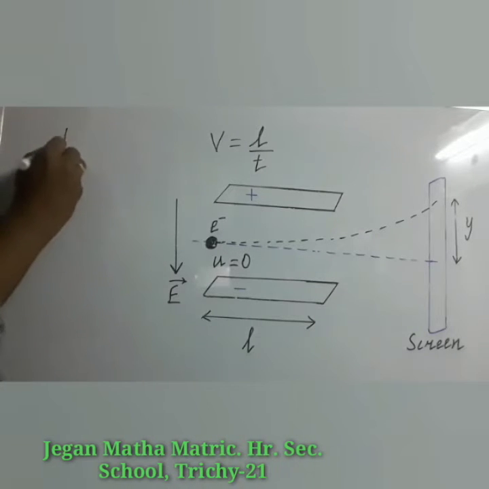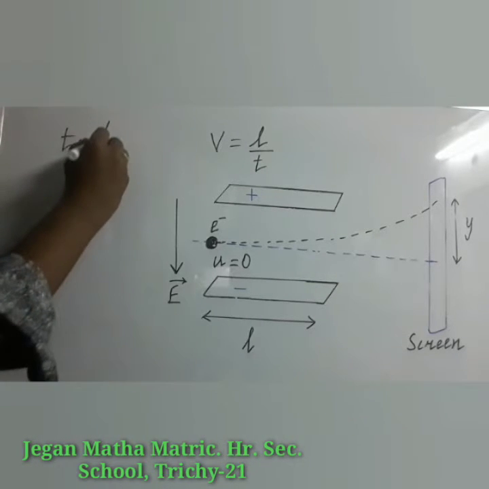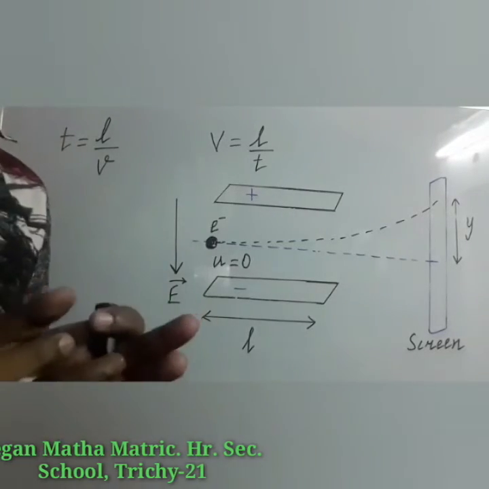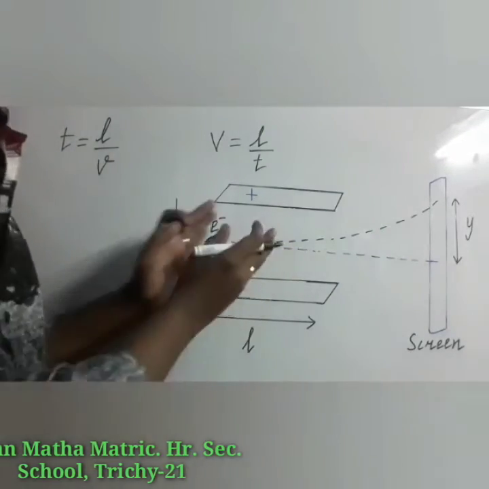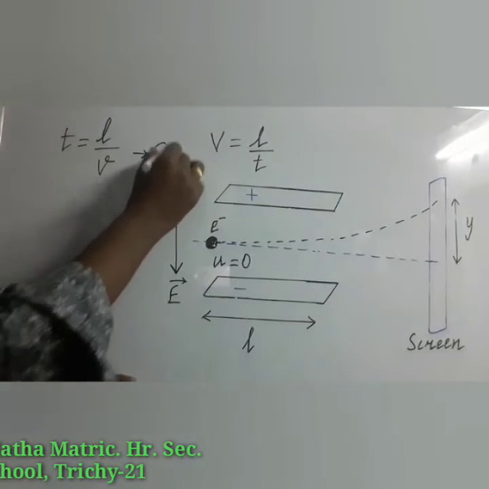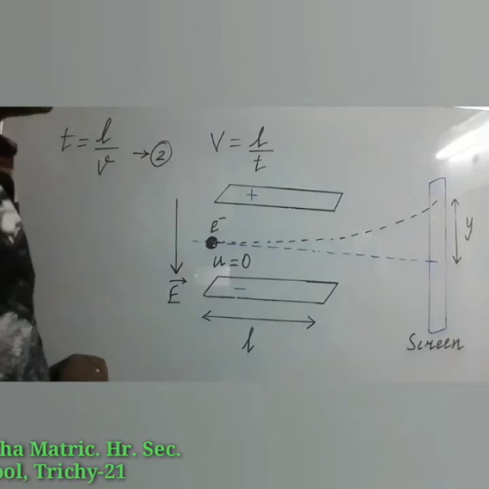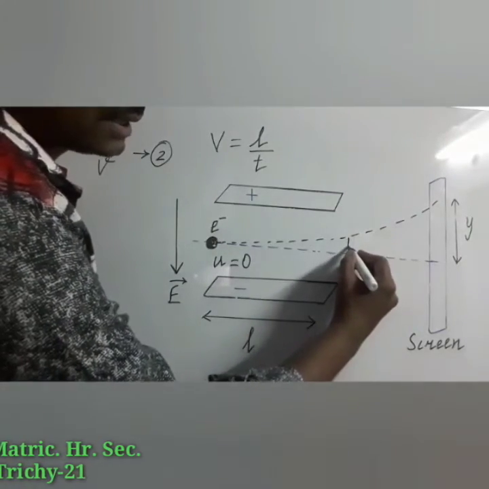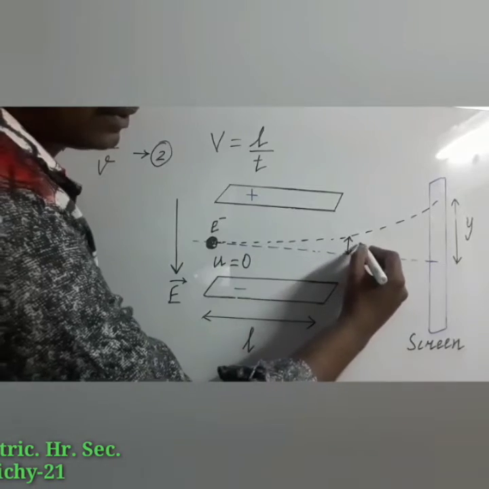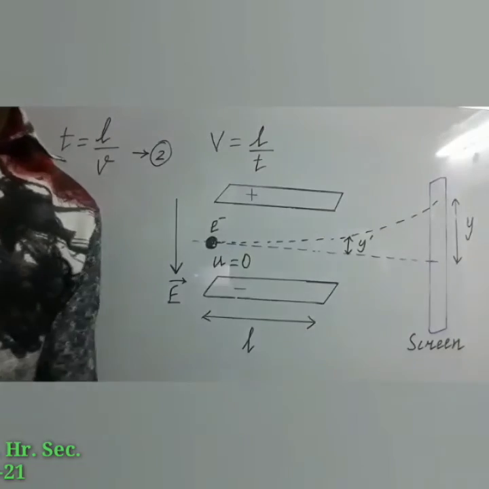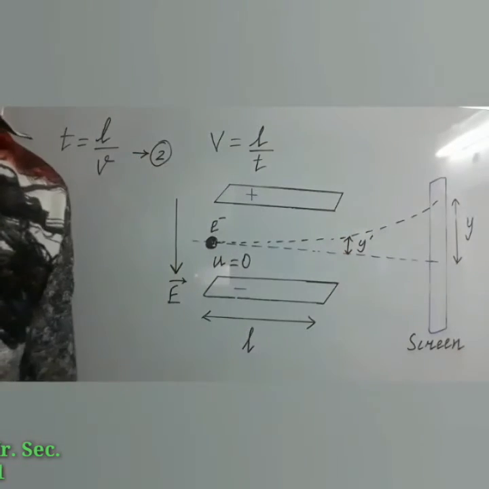So we can rearrange T, that is equal to L by V. Here T is the time taken by the cathode rays to travel in this electric field. Let us take this expression as a second equation. Here at the edge of the charged plates we have the displacement y dash.